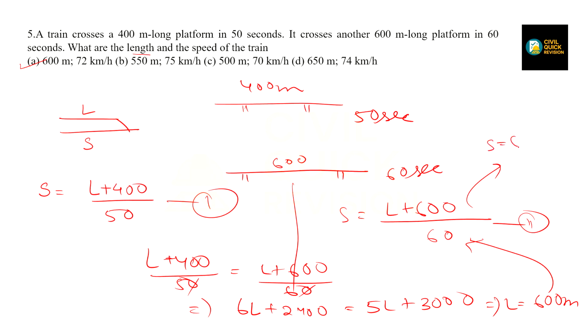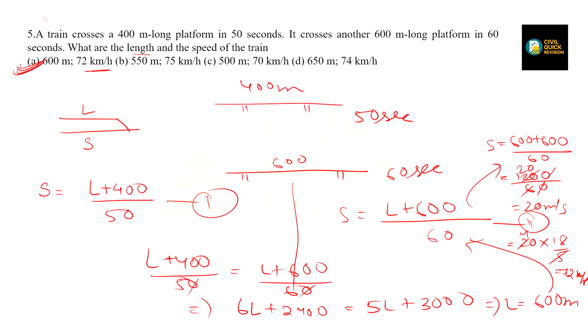S is equal to 600 plus 600 divided by 60. This is 1200 divided by 60. This is how much? 20. This is 20 meter per second. We can convert this in kilometer per hour, 18 by 5. This is 5 fours, 18 fours are how much? This is 72. 72 kilometer per hour. You see, option A, 72 kilometer per hour. So in this question, 5A is the correct answer. You can practice with me.